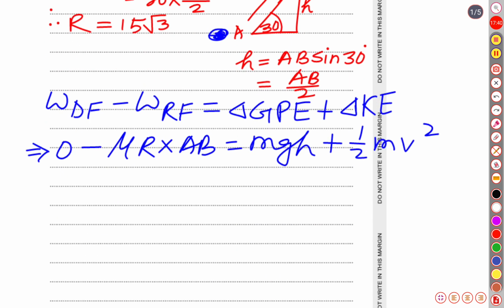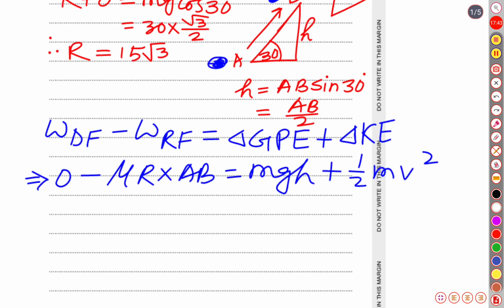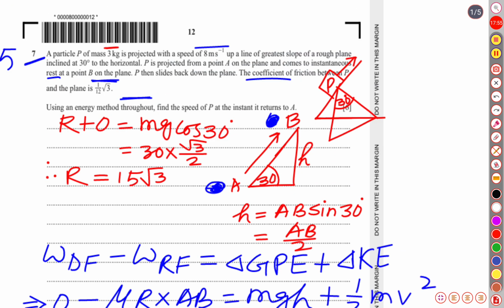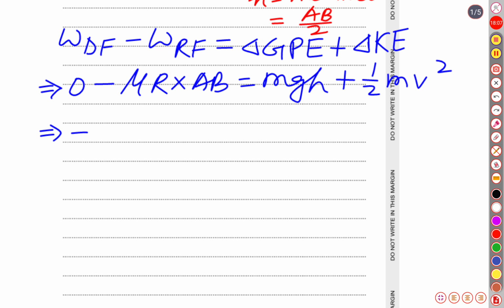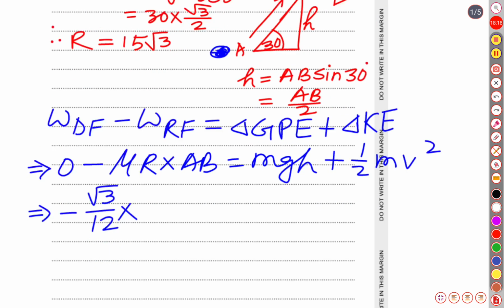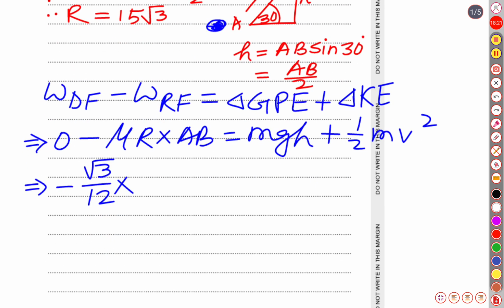Then if we keep on solving more, we will get R minus mu. The value of mu is already written over here. Mu is square root over 3 over 12. This one, mu, is the frictional coefficient. So if we substitute the values, mu is square root over 3 over 12, and R, the normal reaction we have just found, was 15 square root over 3.